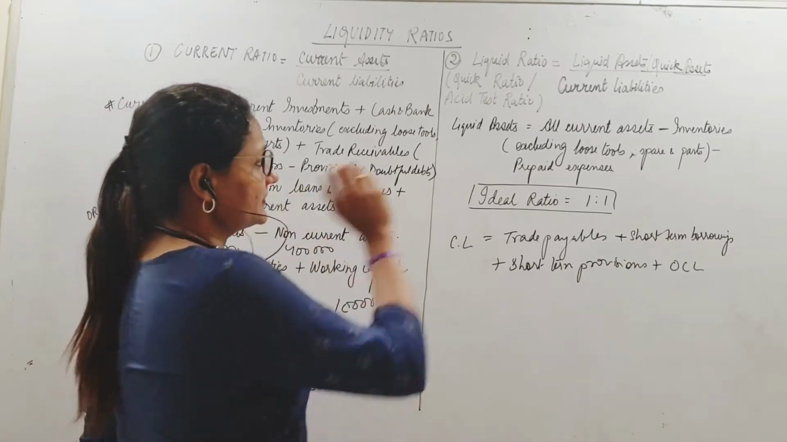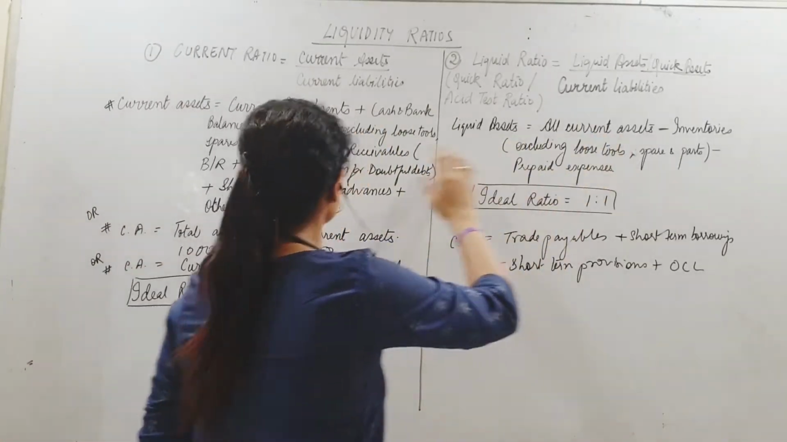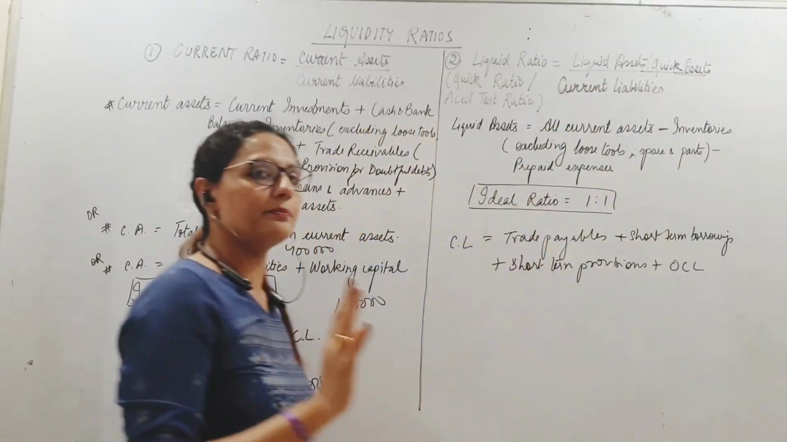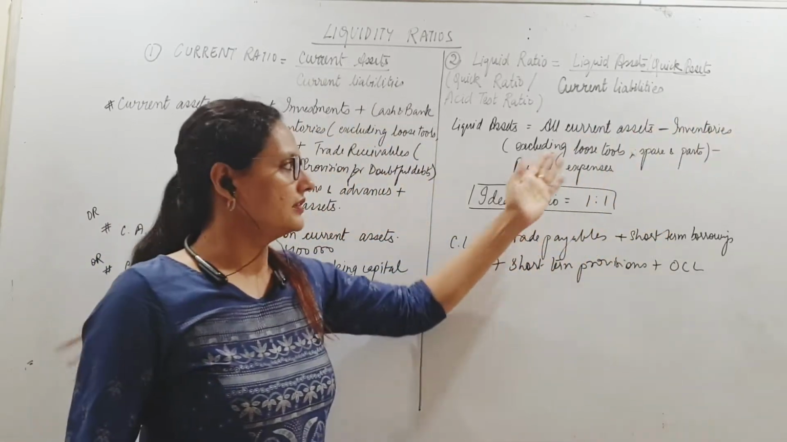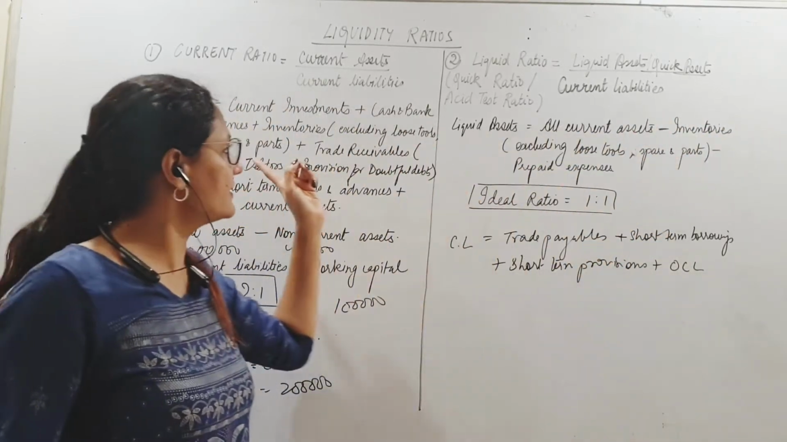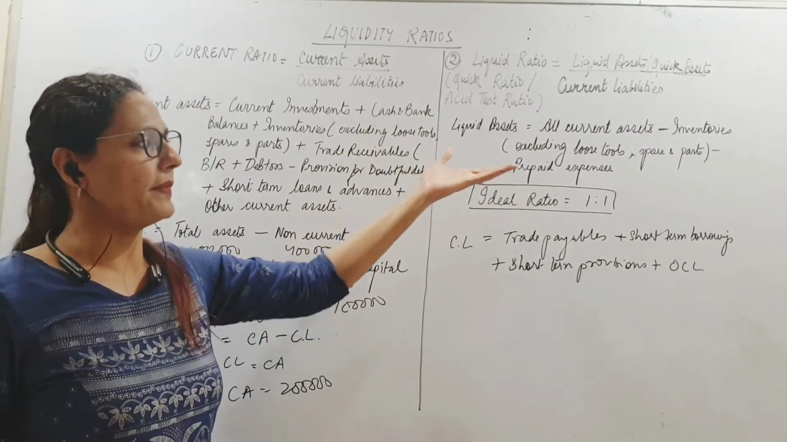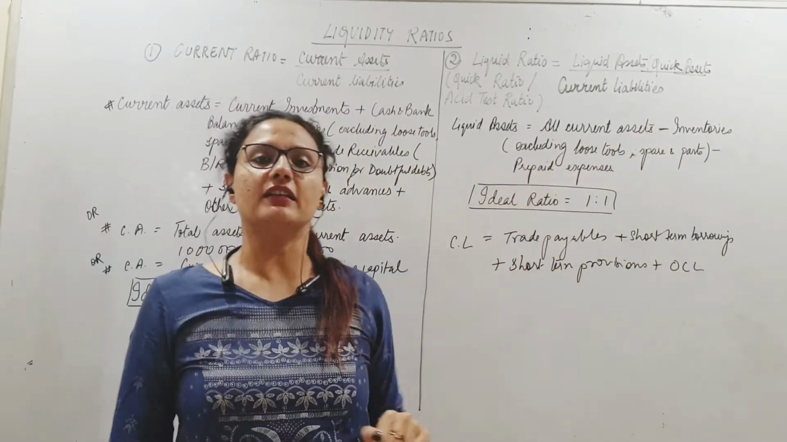So here, liquid assets. Basically, we take all the current assets as we have calculated here, less inventories and prepaid expenses. अब inventories भी कौन सा minus करेंगे? Of course, excluding loose tools, because in current assets what did we include? Inventories excluding loose tools, spares and parts. So वो पूरा minus कर देंगे and prepaid expense भी minus कर देंगे.